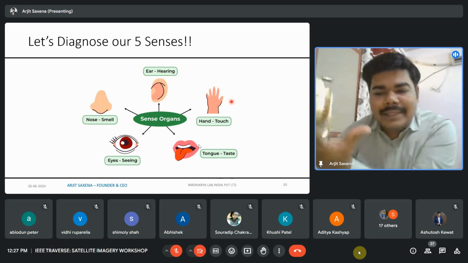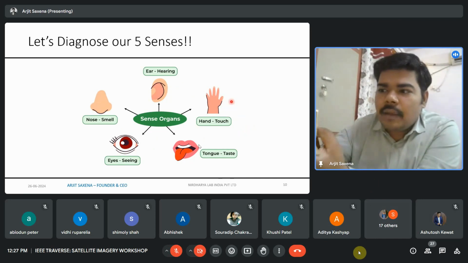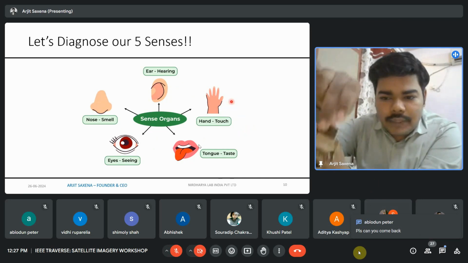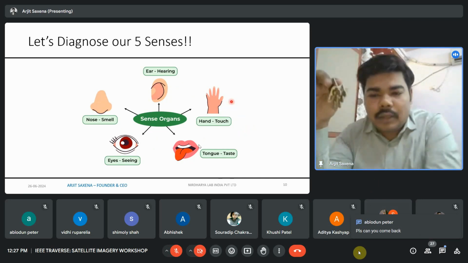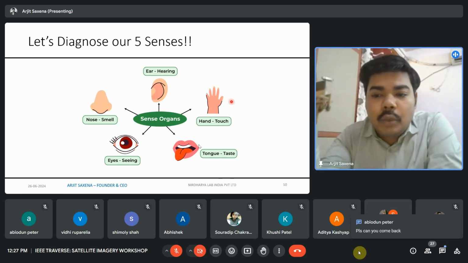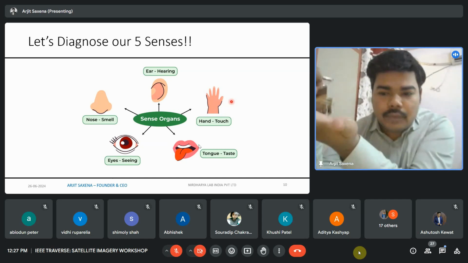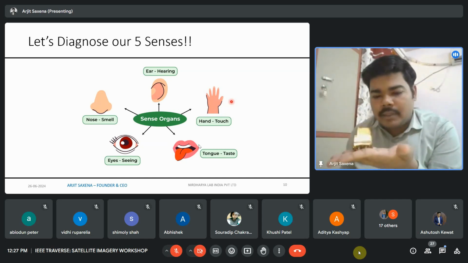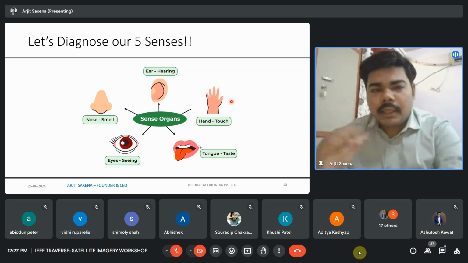Your lander is landed onto some surface. Then your rover is coming out of this. And this rover is going to conduct tests onto that surface. Like this is the surface. Onto this surface, this rover is going to conduct some tests, like what Chandrayaan 3 did.